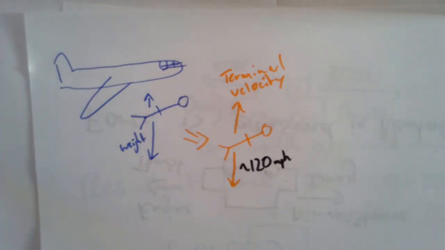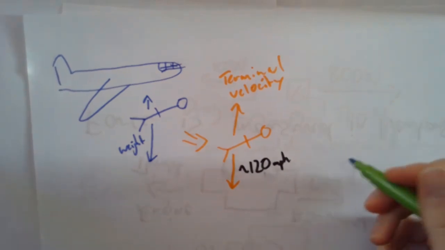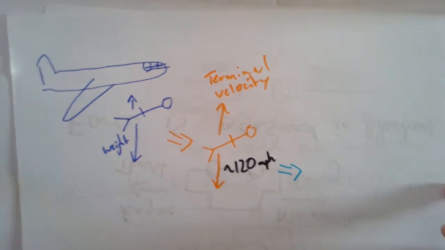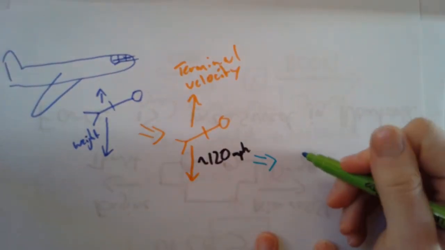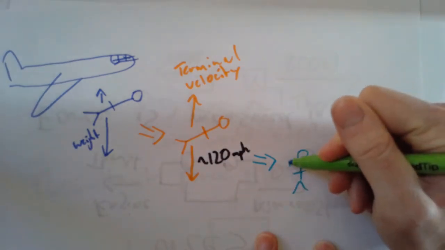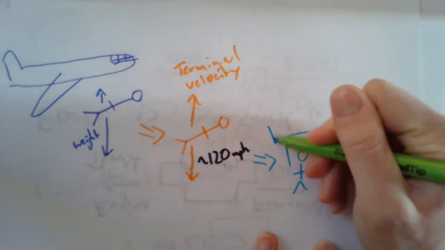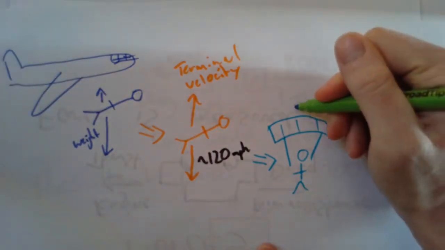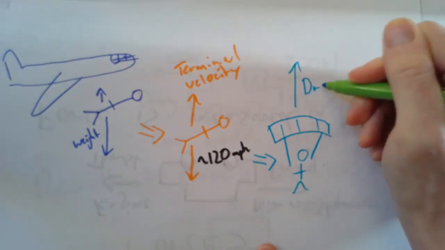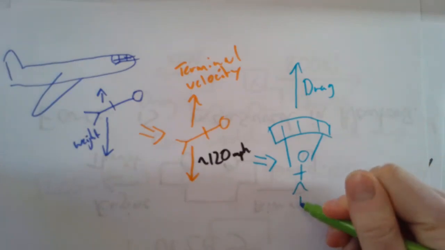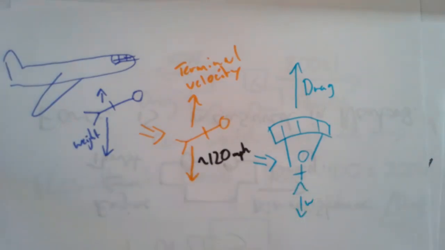So what we do instead is we open our parachute, don't we? So after a little while, we open our parachute, and my person now increases one of their forces dramatically. That means their drag, their air resistance, is now very big, and so they slow down. Their weight stays the same, but they have slowed down.